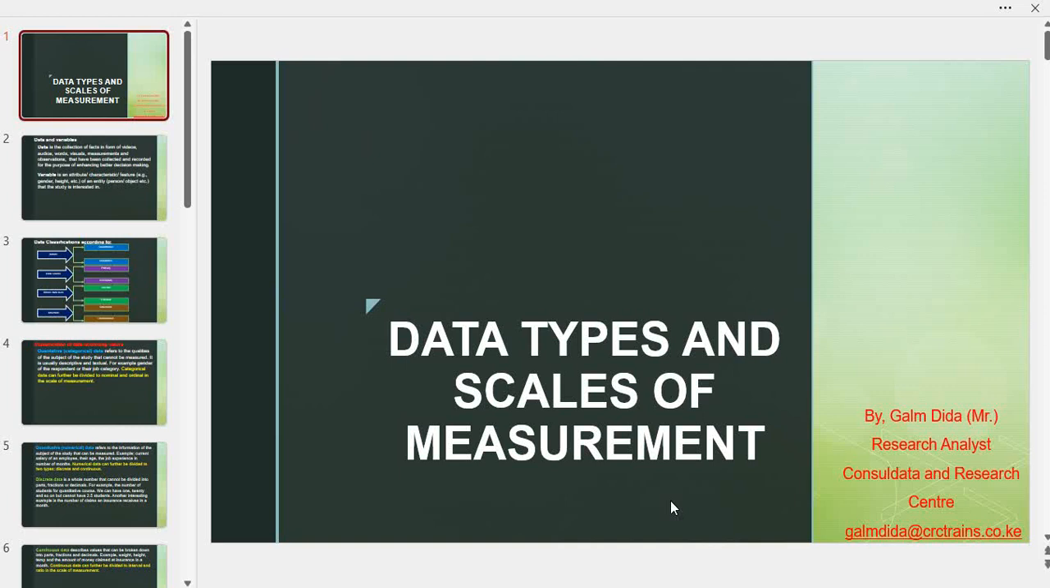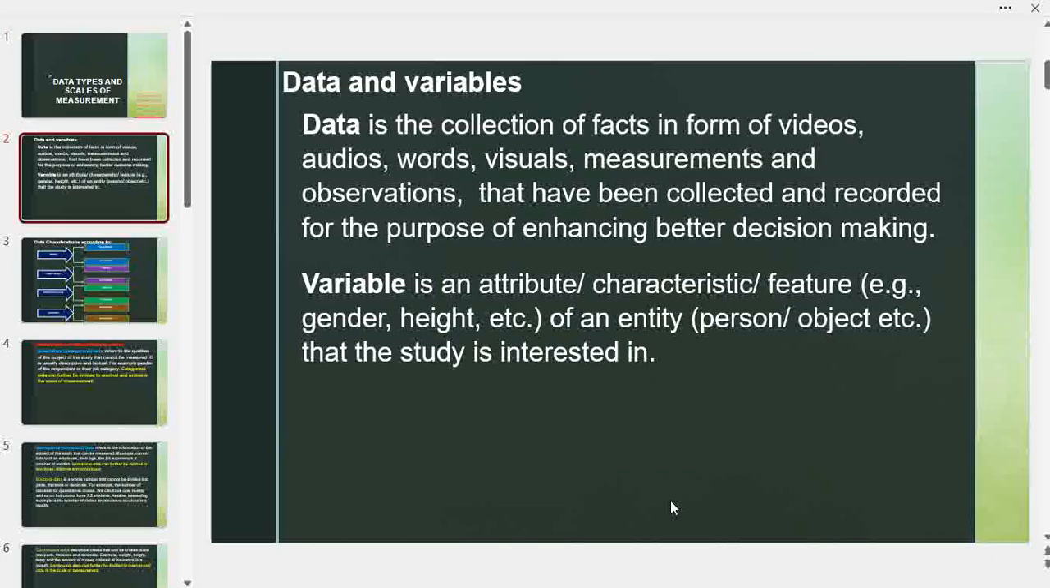Hello, welcome back. In this class, we are going to look at data types and the scales of measurement in statistics. This is very important while you are collecting your data, while you are entering data into the software, and also analyzing your data. Let's see what we have here.